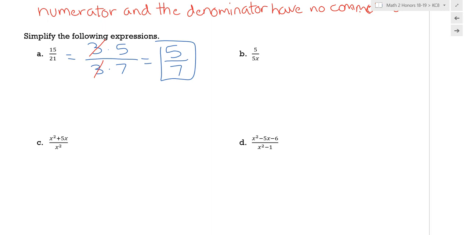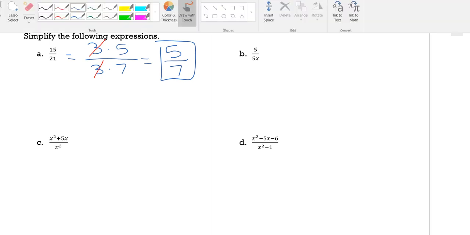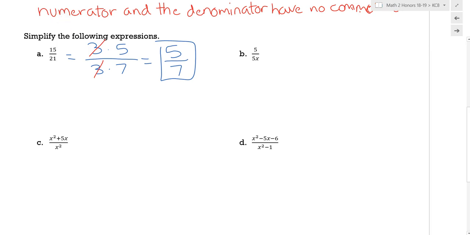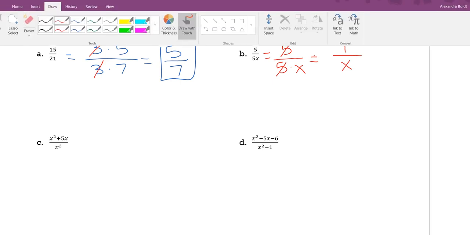polynomials as well. Okay. So if we look at B, 5 over 5x, right, I'm just going to quickly write this as 5 over 5 times x, right? Anytime you have a coefficient on your variable, really you're multiplying the two of them. So again, I can cross out the 5s. Those are common factors. They divide away. And what are we left with? This is where we have to be careful in a situation like this. On top, if I divide away a 5, I'm not left with 0. I'm left with 1.